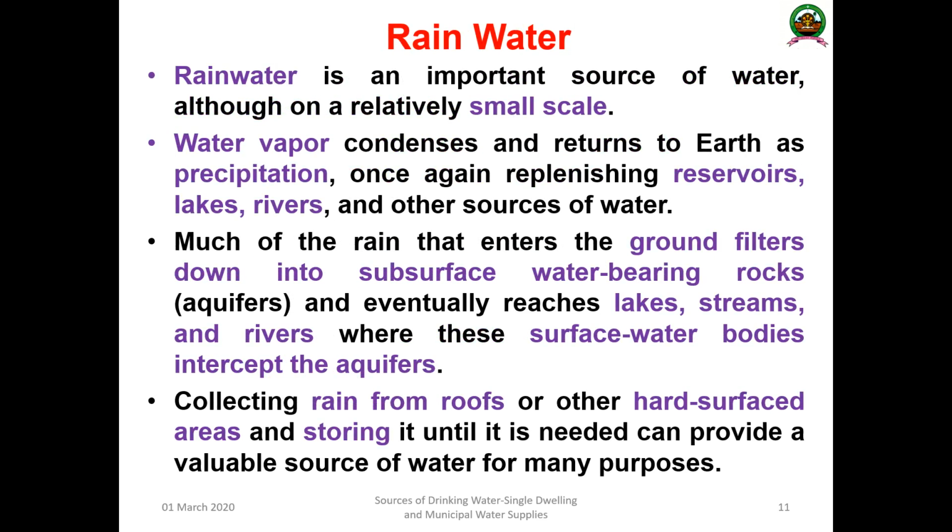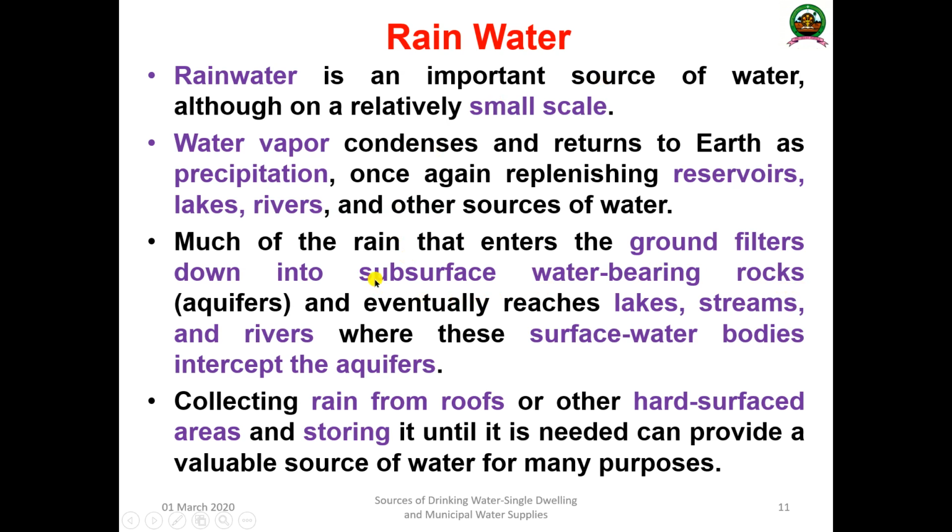The next one is rainwater. Rainwater is an important source of water, although the amount is relatively small. As you all know, water vapor produced by the rains condenses and returns to the earth as precipitation, once again replenishing reservoirs like rivers and other sources of water.